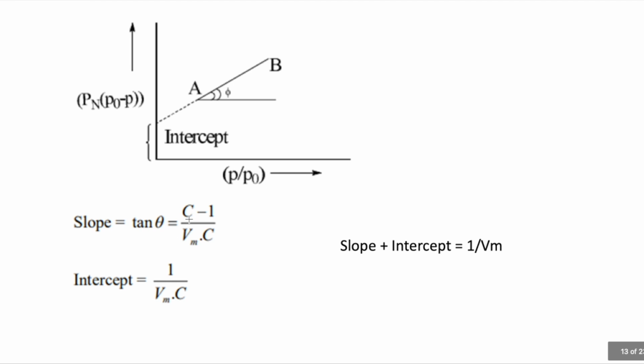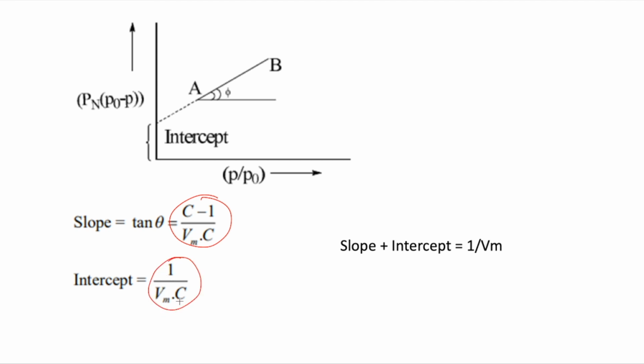So the slope of this is (C minus 1) upon (Vm into C), and the intercept is 1 upon (Vm into C). So what you have to remember is the formula of BET theorem. From BET you have to remember that, and the second thing is what does the slope of BET theorem suggest and what does the intercept tell you.